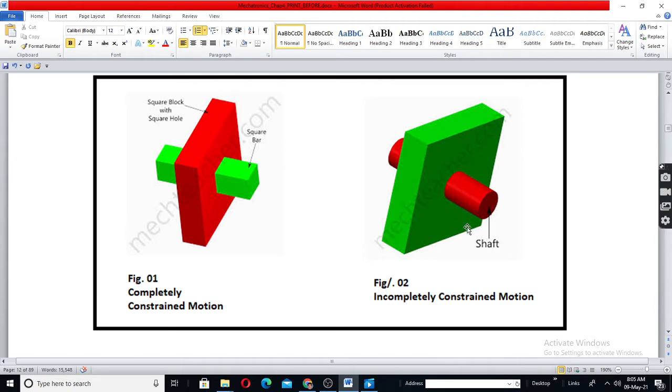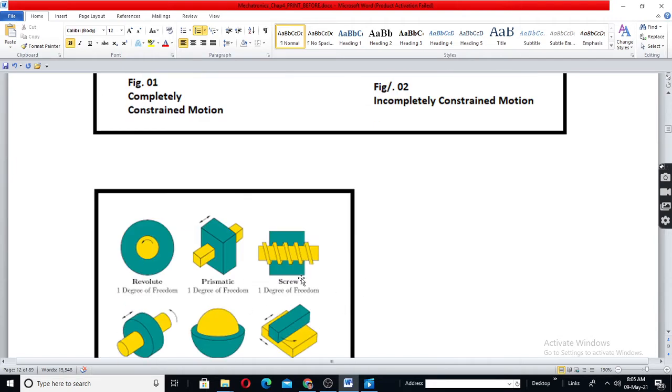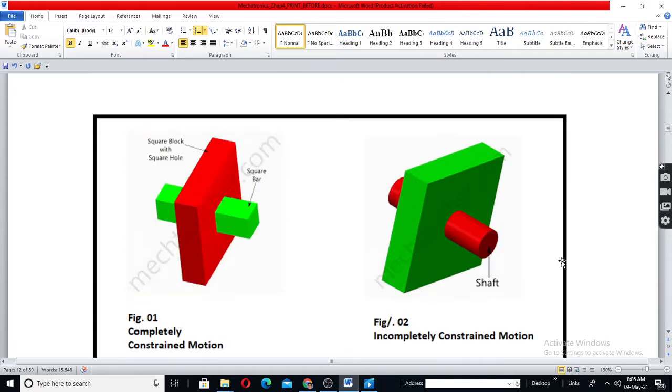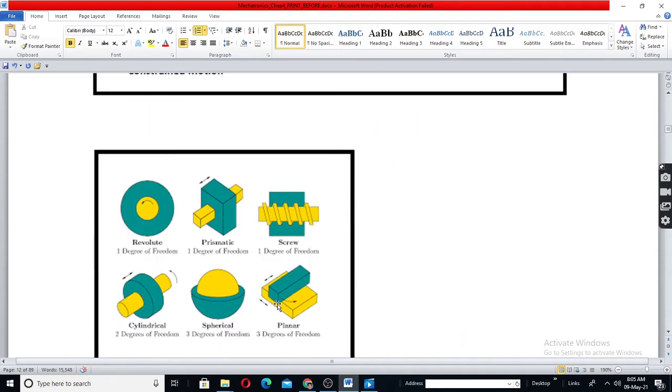This is screwing. This is spherical. Here we have sliding as well as turning, both are there. Here you can have sliding like this and turning like this.